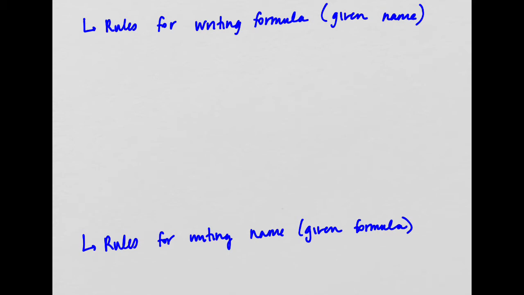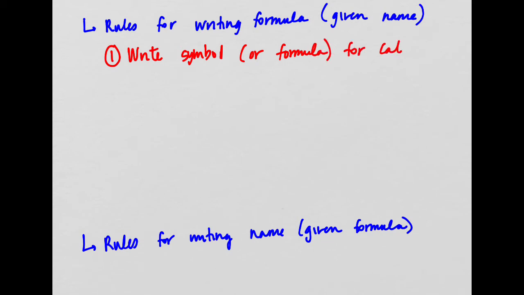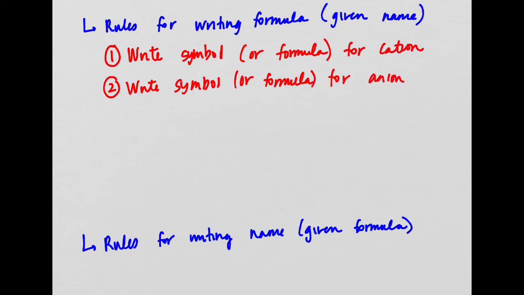Okay, so for the first rule, we're going to write the symbol or the formula, because it could be a formula, for the cation. We're going to look at some examples after I write these rules, just like we did yesterday. Then we're going to write the symbol or the formula for the anion.